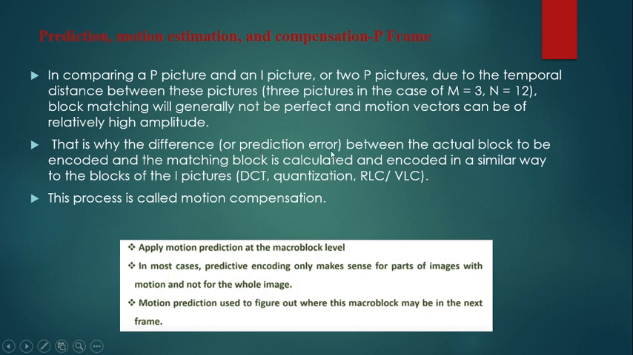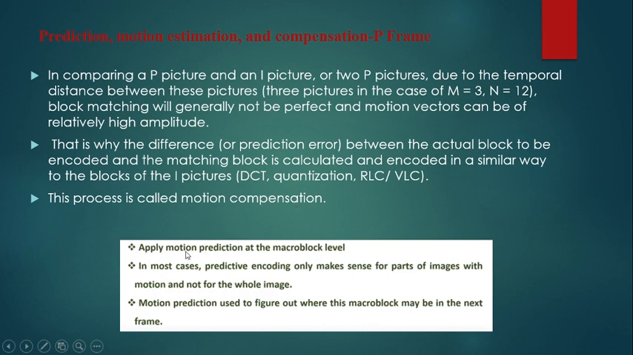So the prediction error between the actual block to be encoded and the matching block. So between our target frame and our reference frame, we have calculated what will be the difference. This is only a prediction. It may not be perfect. So again we have to encode in a similar way to the blocks of the I pictures. So again the same procedure is repeated, which is called motion compensation.